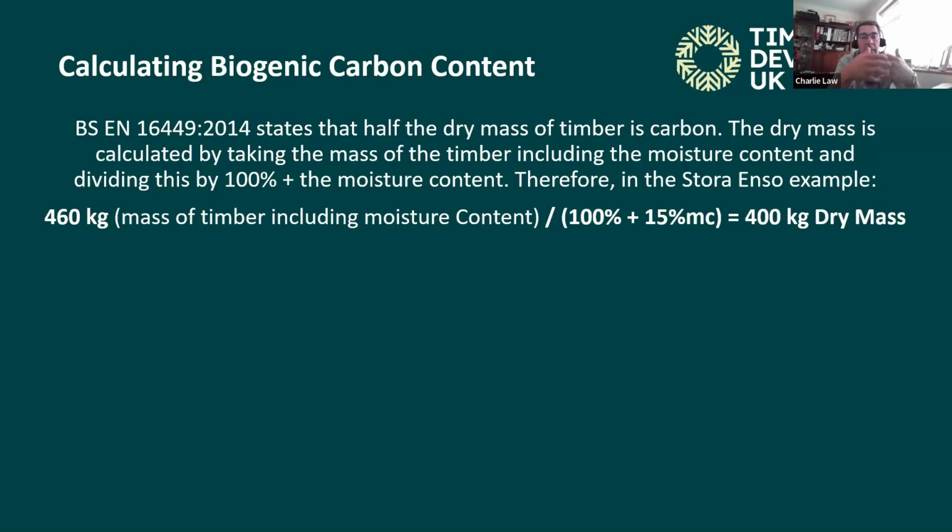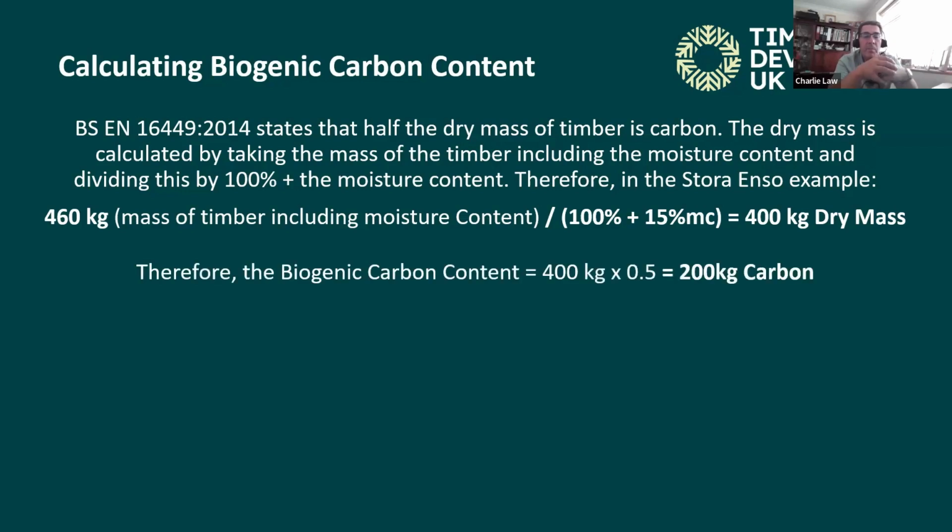Therefore, what that gives you is that if we've got 460 kilograms as the mass of the timber, including the moisture content, we're assuming that it's 100% plus a 15% moisture content. That equals a dry mass of 400 kilograms, so we're dividing the 460 by 115%, which gives you that 400 kilograms. Therefore, the biogenic carbon content is half of that dry mass. So 400 times half gives you 200 kilograms of carbon. I think in the Stora Enso one, it's 199.99, but we'll round it up to 200 kilograms.